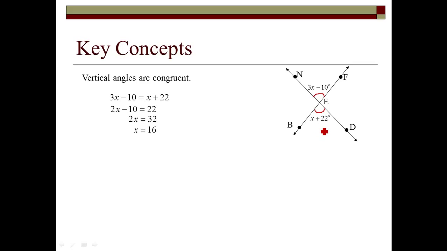Okay, that looks pretty simple. It's not too complicated, but we've got to find out what we're actually being asked. If you're asked to find x, we're done. You may have to give reasons. Oh, the reason? They're vertical angles and they're congruent. Okay, so you could have that.